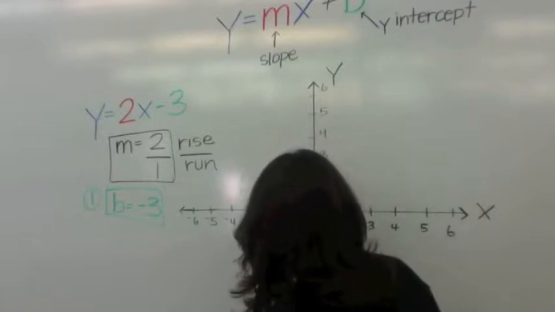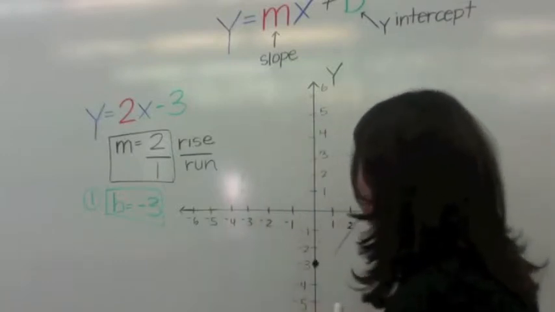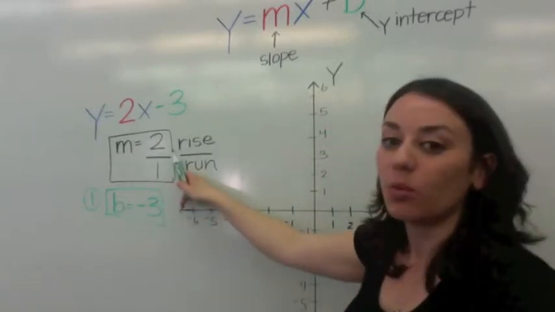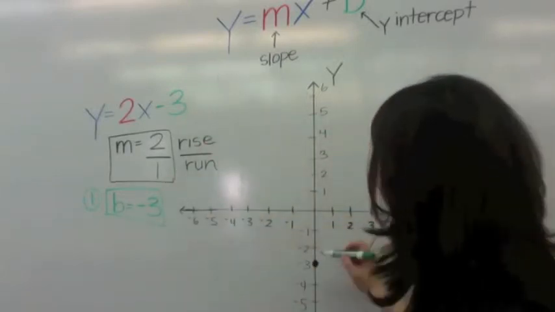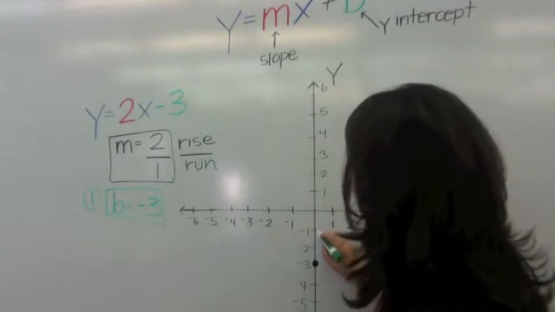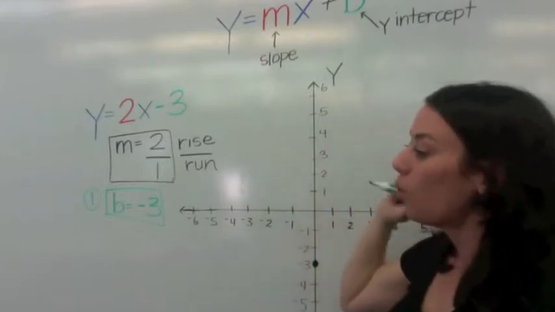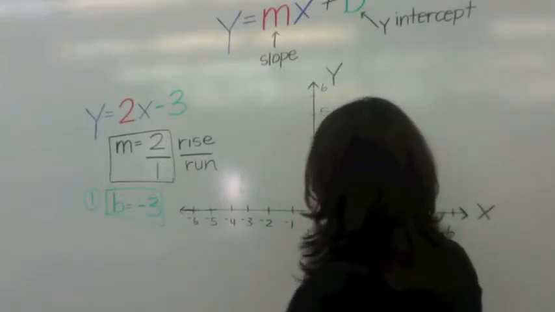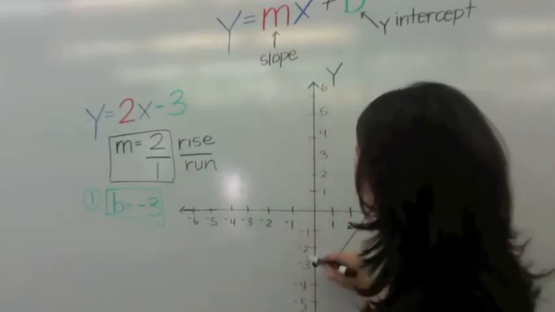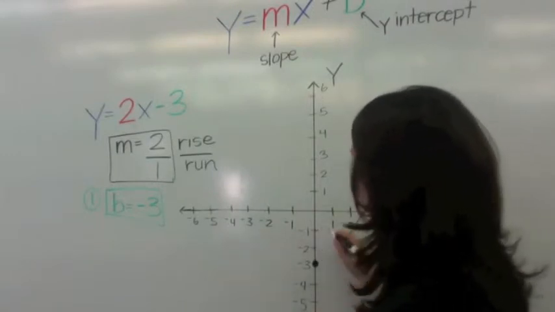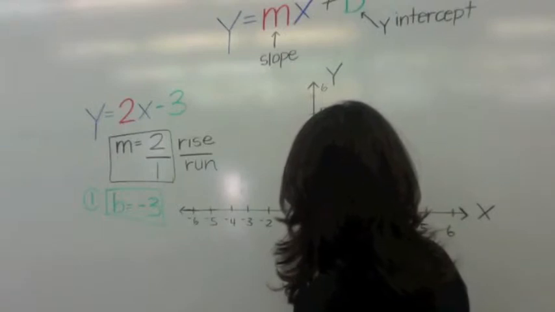Okay, now from this point, you will begin to rise and run. How much will you rise up? You will rise up 2. Okay, so I'm going to go up 2. And how much will I run over? I will run over 1. So I'm going to go like this. From the -3, I'm going to go up 2 over 1. And I'm going to put a dot.